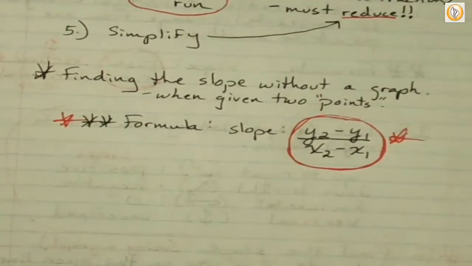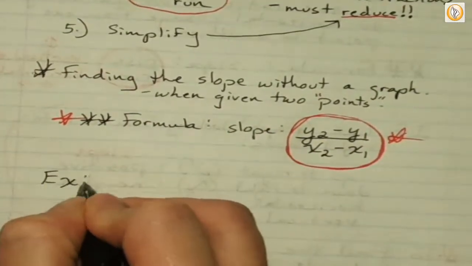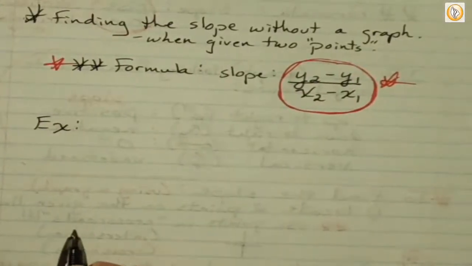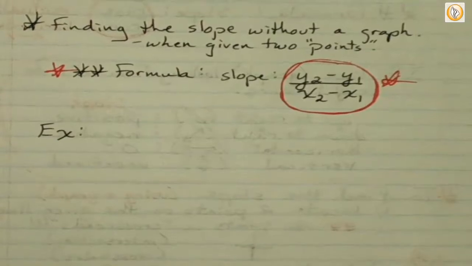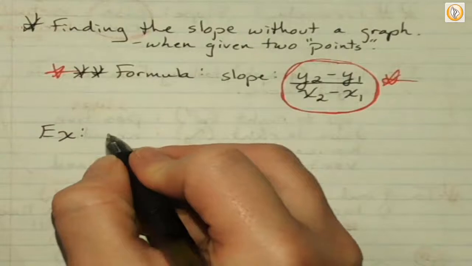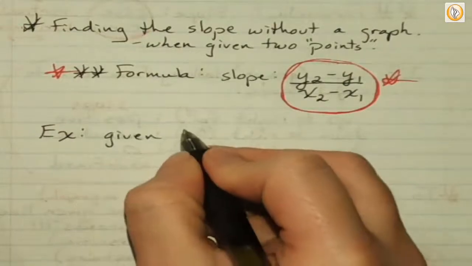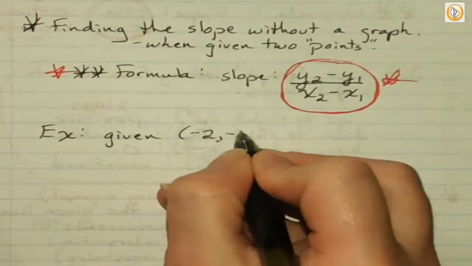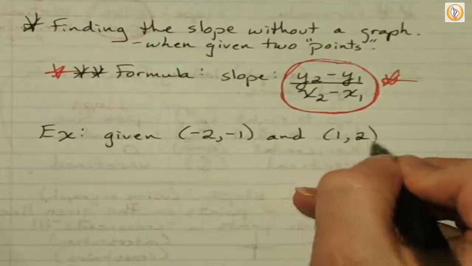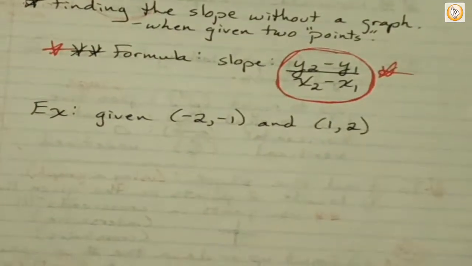For example, this one's going to be a little bit easier to do. Let's say they said find the slope. That means how much it's tilted. What's the slope of a line or graph if you were given -2 and -1 and 1 and 2? These are points on a line.